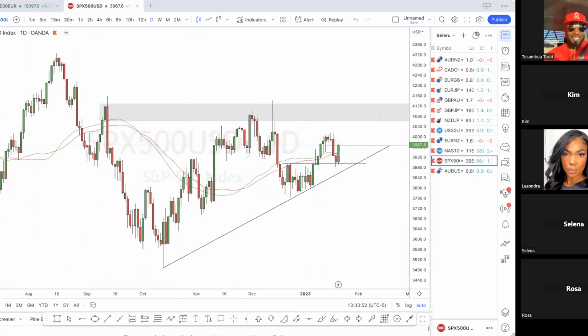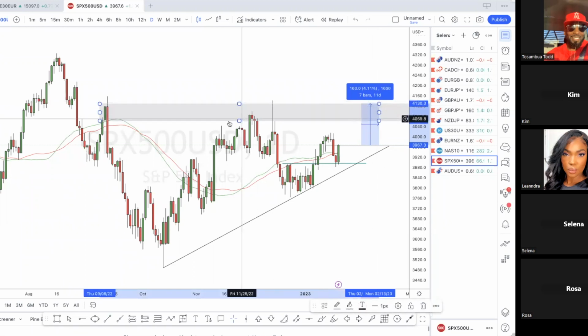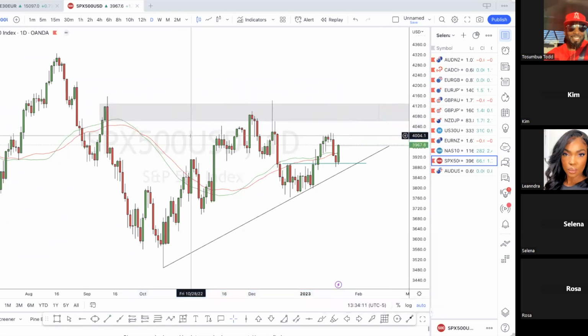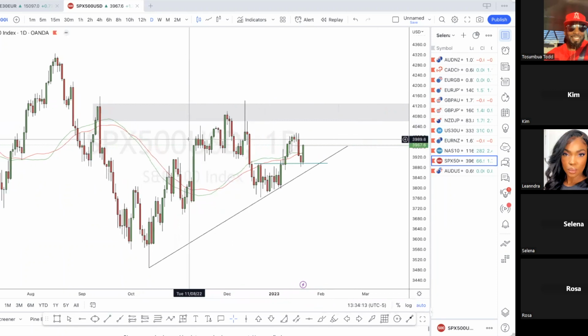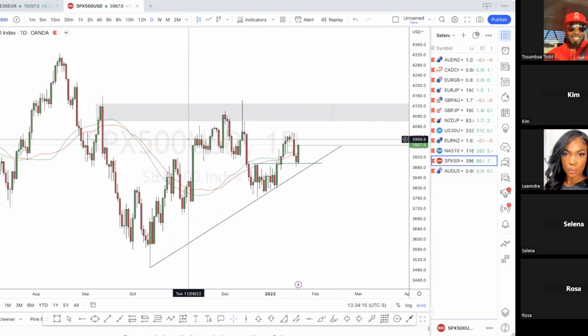So I would say from current price to these highs, that's 1,000 pips for SPX. Let me hold some of that SPX money. That was 1,700 pips for SPX.